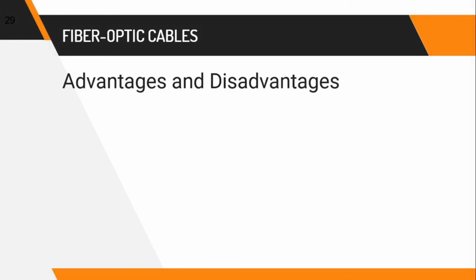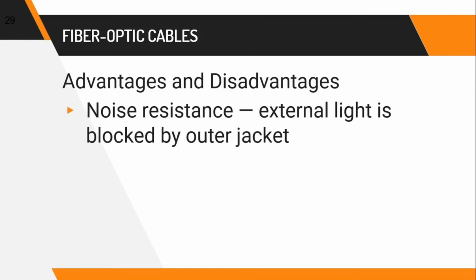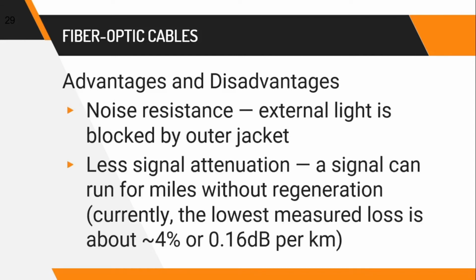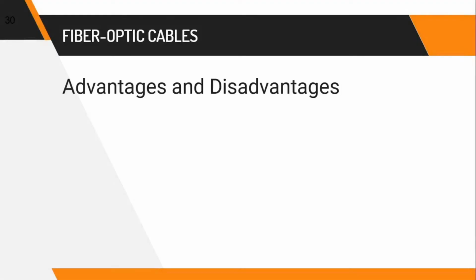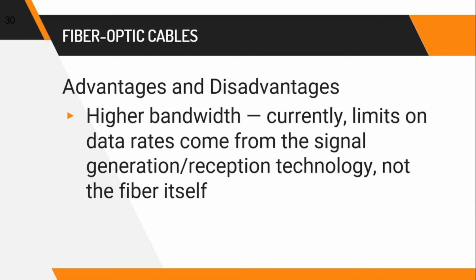So what are the different advantages and disadvantages? Noise resistance: external light is blocked by the outer jacket. It has less signal attenuation. A signal can run for miles without regeneration currently. The lowest measured loss is about 4% or 0.16 dB per kilometer. It has a higher bandwidth. Currently, limits on data rates come from the signal generation or reception technology, not the fiber itself.